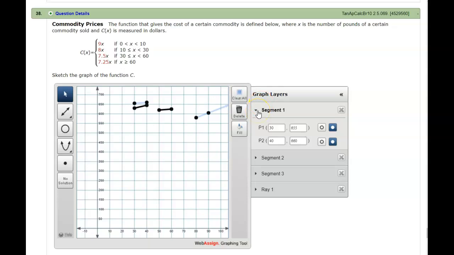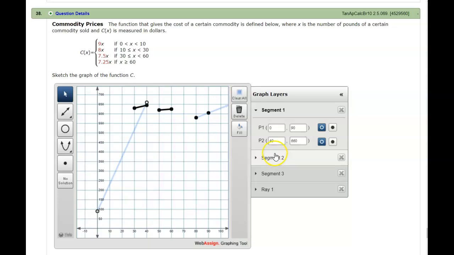For each of the segments, I need 2 endpoints. So in the first segment, I'm going to put in 0 and 10. So I get 0 and 90. So there's my first segment. And I need to decide whether it's open or closed. So both of these are open. Both open. And basically you know that because there's not an equals. When there is an equals, it's closed. When there's not an equals on it, then it's open.